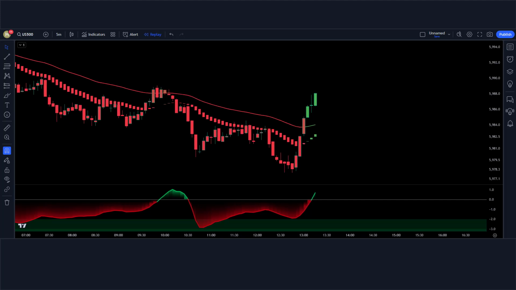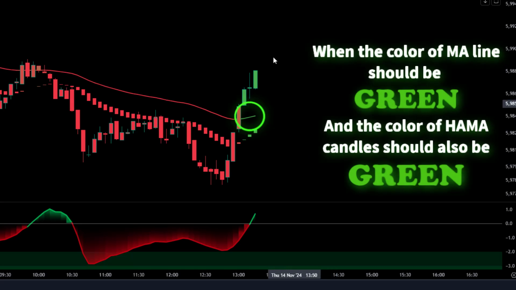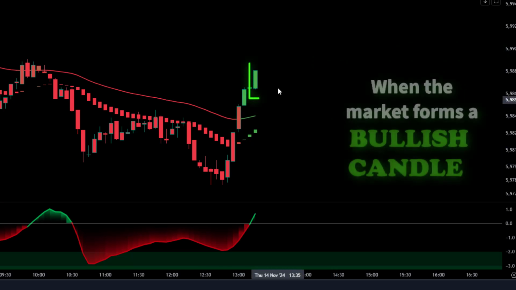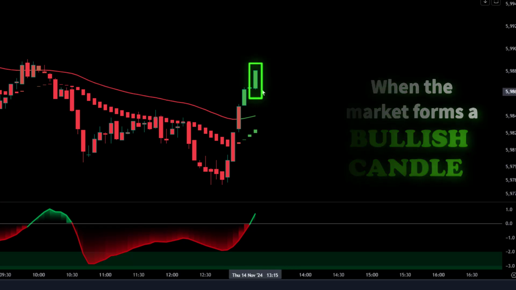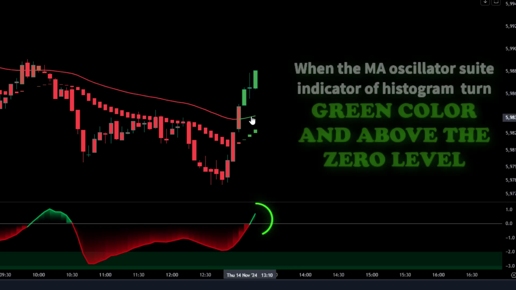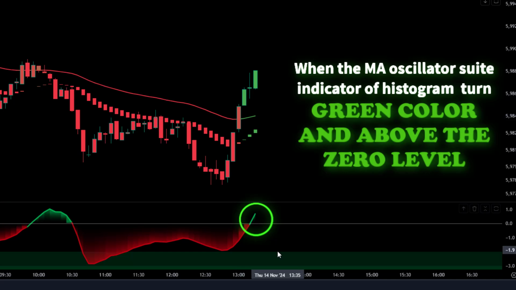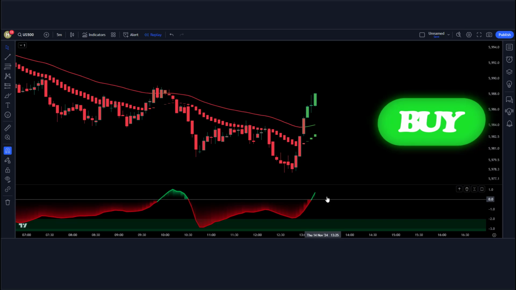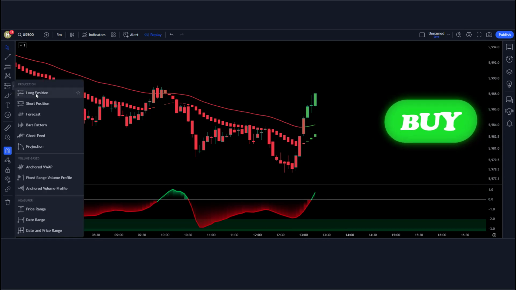Now, let's understand the concept where we will take buy and sell trades based on their conditions. The color of the MA line should be green and the color of the HAMA candles should also be green. The market has formed a bullish candle above the MA line. The MA oscillator suite histogram turns green and is above the zero level. If these conditions are fulfilled, then we will place a buy order.